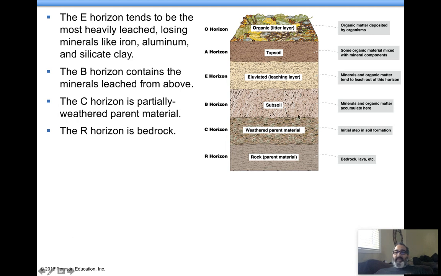All right. The C horizon. Well, this is partially weathered. So this is like rock material that's still a little larger. And then at the very bottom, R, this is the bedrock or the rock. So our rocky material in the R horizon.